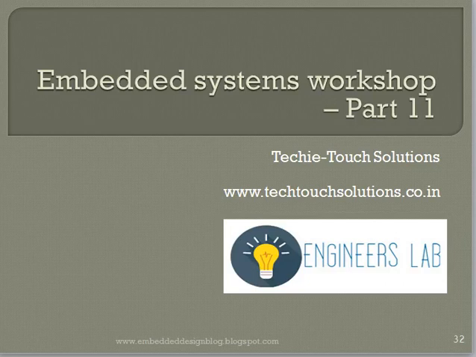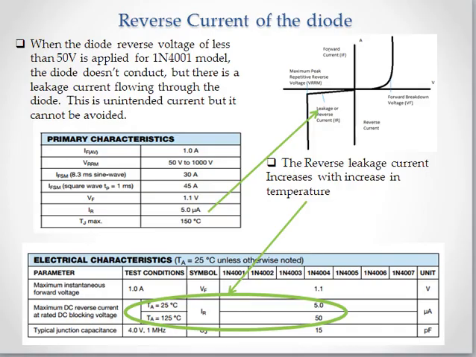So we have been discussing the PN junction diode in the last two videos. We have talked about the forward characteristics and the reverse characteristics, and then the surge current that is allowed through the diode at a given time period. Now we will continue our discussion on the characteristics of this PN junction diode. The next thing we'll be talking about is the reverse current of the diode.